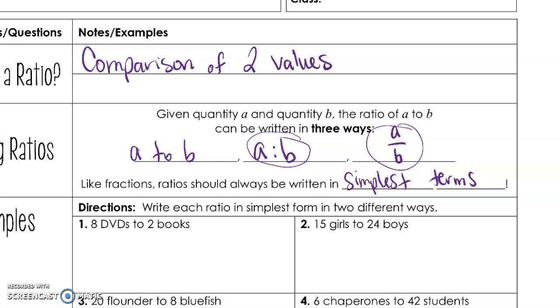So I'll go back and forth between the different ways to write them. I'm not going to write the word "to" on any of them, but I will sometimes use the colon and sometimes use the fraction, and you can choose. If you want to switch it up, that's great, or you can do the same one every time. It's up to you.